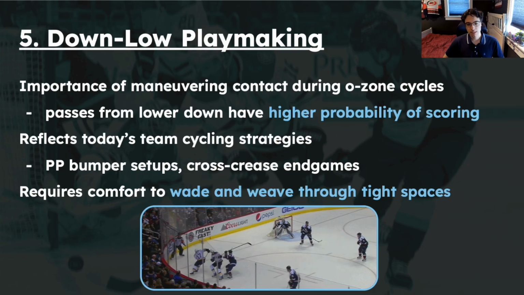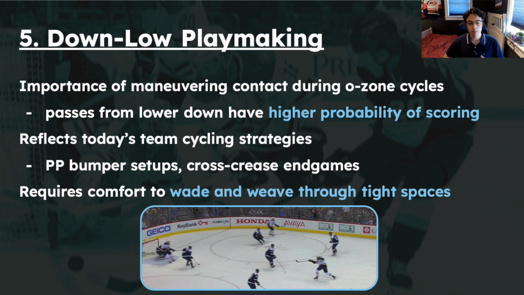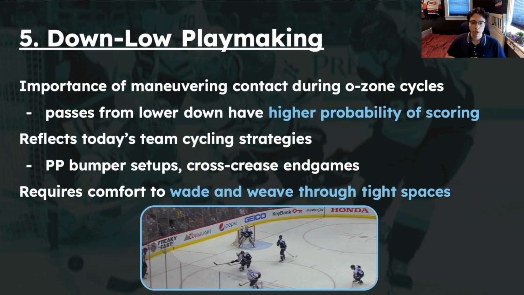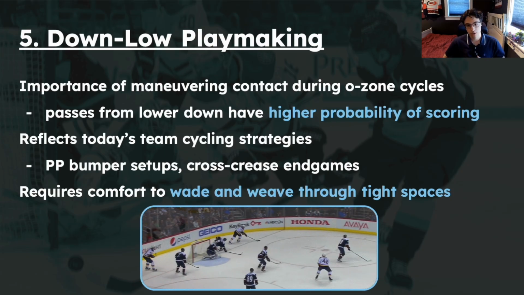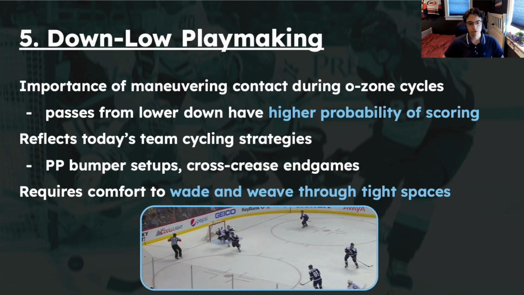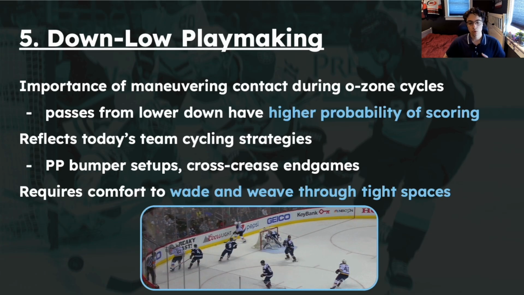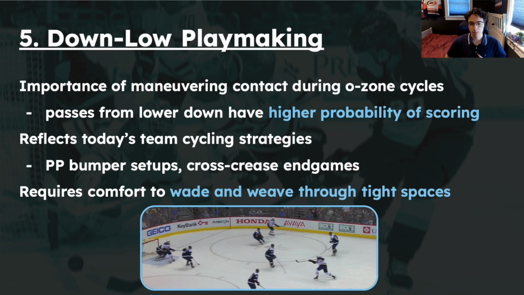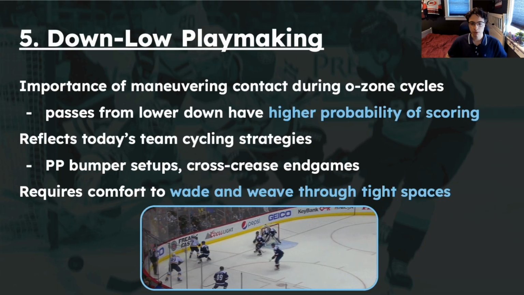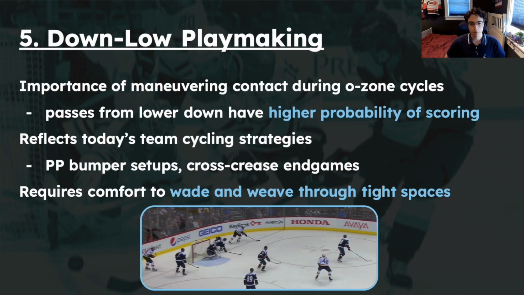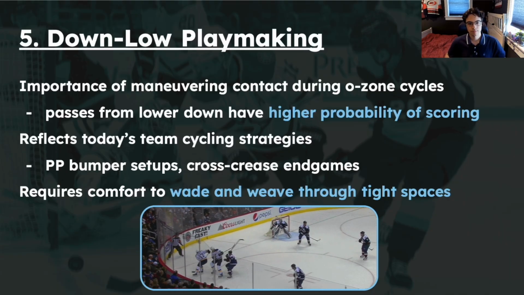Keeping in line with more offensive metrics, it's important to continue to be able to withstand that level of contact as your team cycles in the offensive zone. And through Ryan Stimson's passing project in the early 2010s, we have found that passes from lower down in the offensive zone have a higher probability of scoring, which matches what we would think intuitively, right? And so this looks to reward players that can really weave through these tight spaces off the cycle and help teams get to cross creases lower in the ozone. Bumper setups, or other things that have become common in today's game are rather dangerous and call for an ability to weave through this contact.